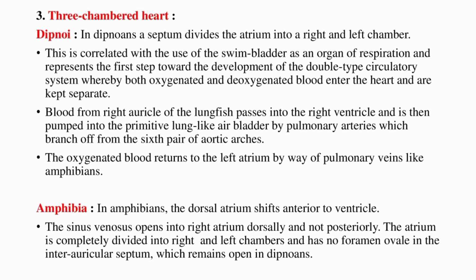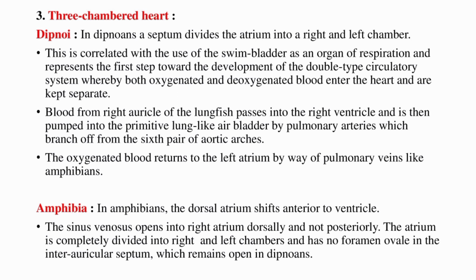Blood from the right auricle of the lungfish passes into the right ventricle and is then pumped into the primitive lung-like air bladder by pulmonary arteries which branch off from the 6th pair of aortic arches. The oxygenated blood returns to the left atrium by way of pulmonary veins, like amphibians.